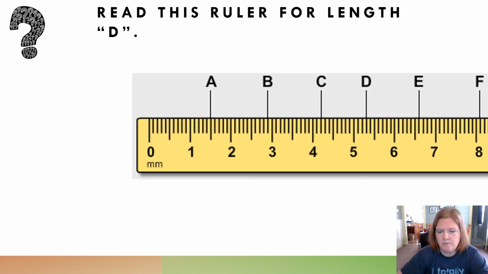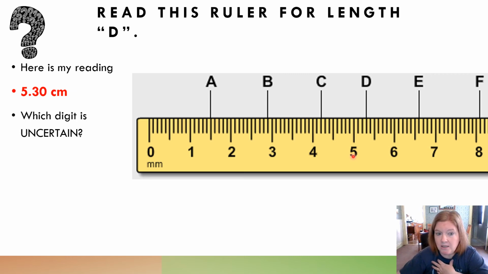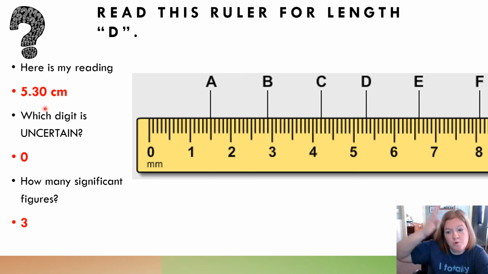All right, so let's read this ruler based on D. Okay, so 5 point, I said 30, so it's right on that line. Okay, that's what I said. All right, which digit is uncertain? The 0, maybe. How many significant figures? 3. Why? There is a 0, but it comes to the right, okay, of a non-zero, and there's a decimal.